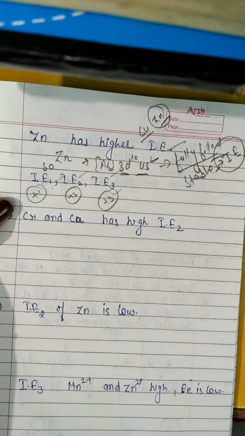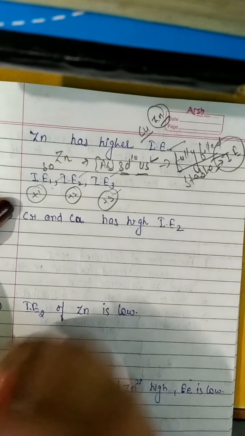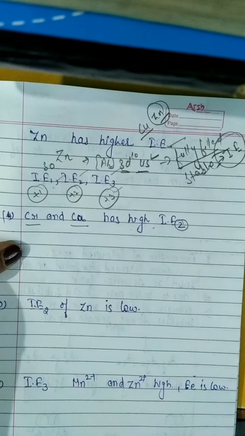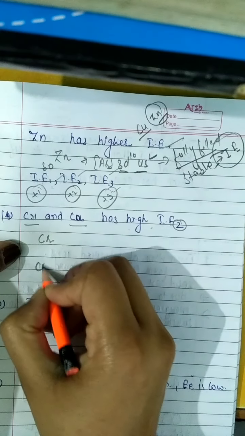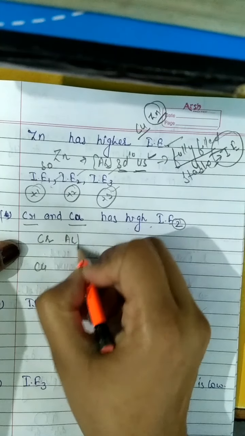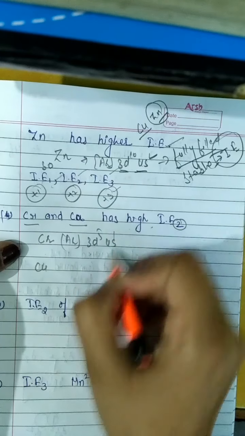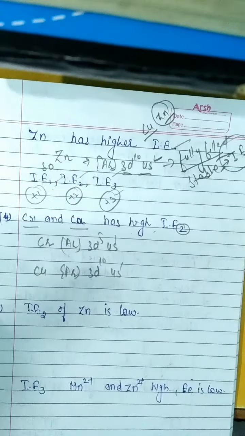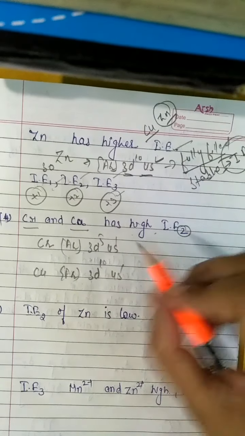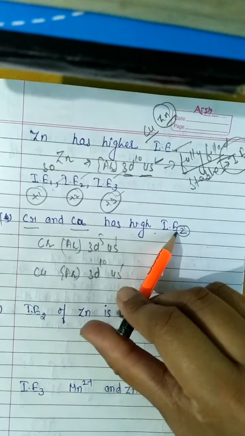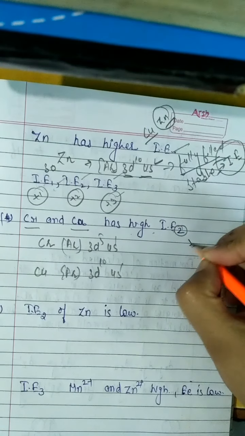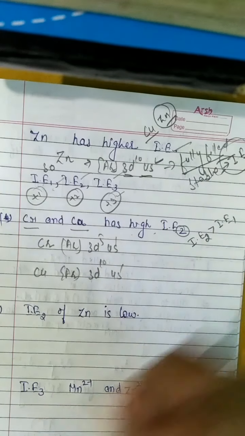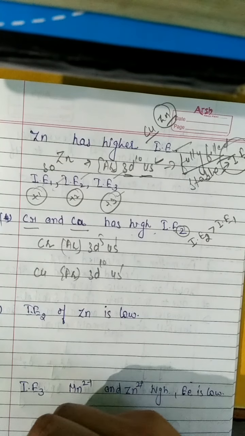Now we are taking different examples in this case. That is, chromium and copper have high second ionization enthalpy. Chromium is Ar 3d5 4s1. In the case of copper, it is Ar 3d10 4s1. Now in that case, we have a question: why do chromium and copper have a higher second ionization enthalpy as compared to the first? Second ionization enthalpy is more as compared to the first. What is the reason behind it?